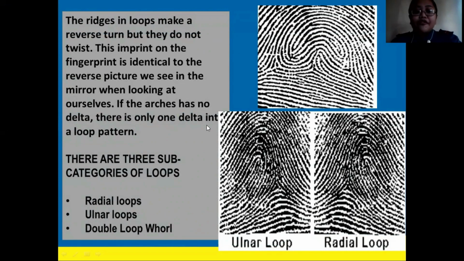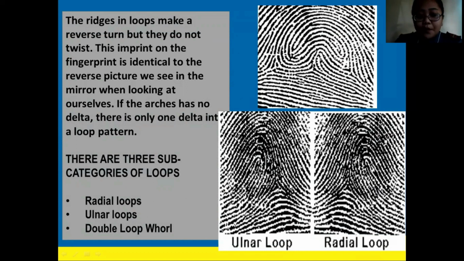Okay, nakita niya. So, we have three subcategories of the loops. First, we have the radial loops, ulnar loops, and the double loop whirl. Okay, first we have the radial loop. The radial loop identifies if the delta ga-face towards sa aton nga thumb. For example, amo ni sa ining print, ang iya delta diri dampi gapakadto. Meaning, radial na sa. Kay once nga ang delta ara dampi sa thumb, amo na sa ang signifies as a radial loop.